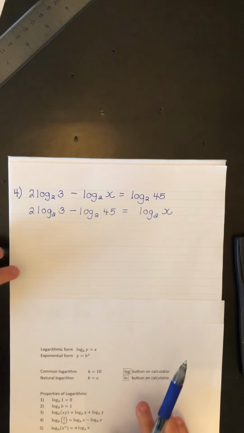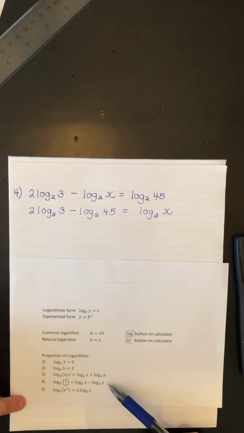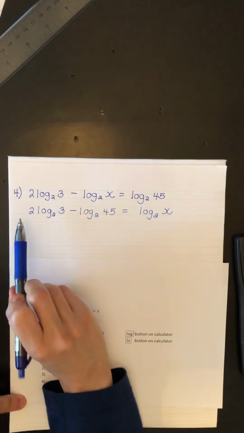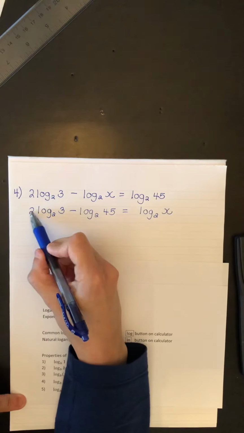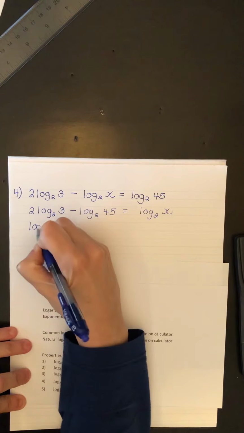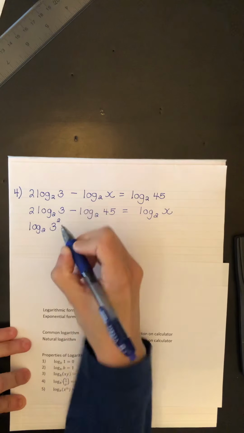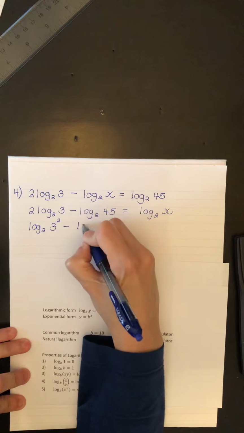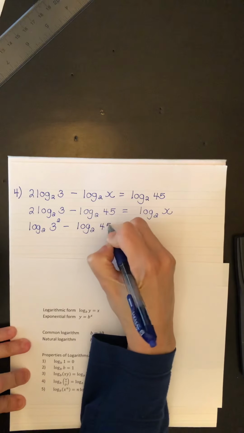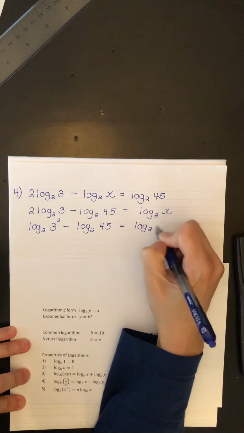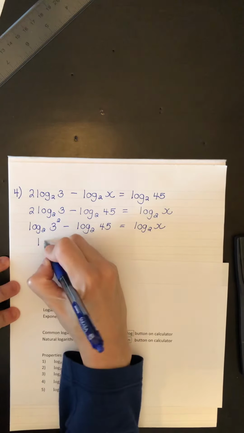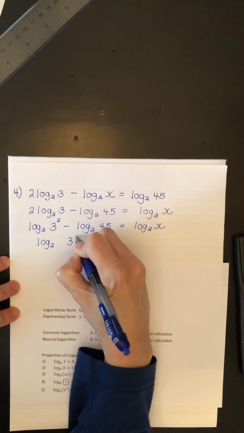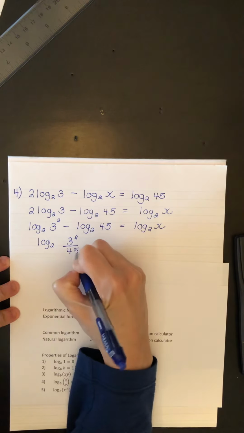Now, it seems like we're going to be using again this fourth property. However, we cannot do that until this 2 is moved. So we have to use property 5 before property 4. So the 2 becomes the exponent. Right there, 3 squared or 9. Okay, so first property 5, now property 4, allowing us to combine these such that the argument is a quotient.